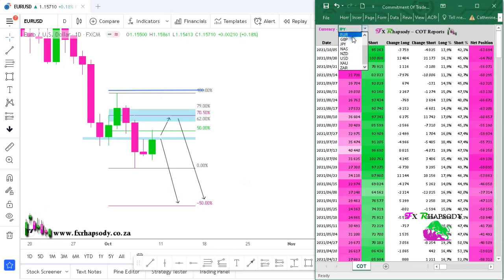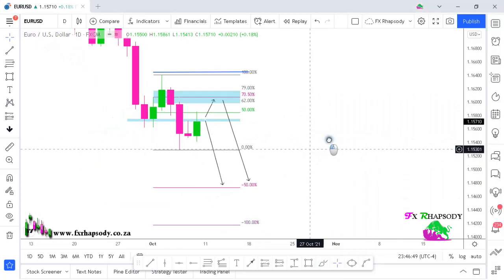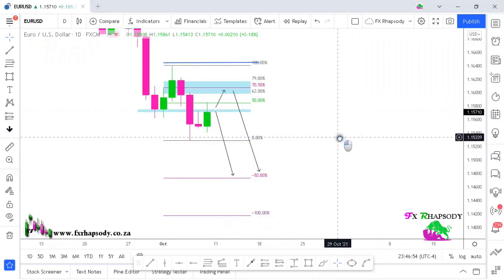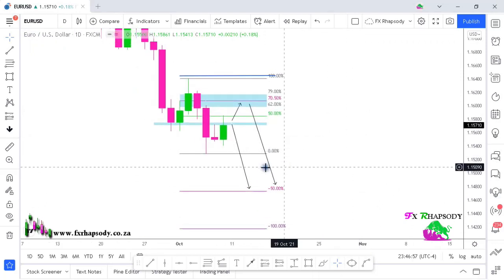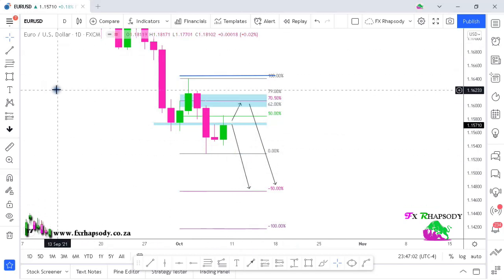COT reports, we're looking at the Euro. You can see there's a little bit of a change in the longs, meaning a bit of longs have been placed in the market. That could be the slight push to the upside, but a huge chunk of shorts have been placed in the market as well, pushing the net position to negative 22,000, meaning that it's definitely gearing up for a nice sell off to the downside. So again, this week, drill down to your lower time frames, look at those key areas in the market, and then just snipe those entries, or those sell entries.